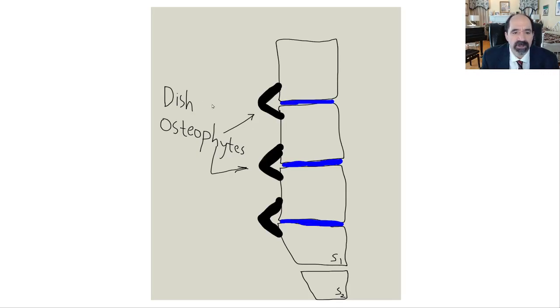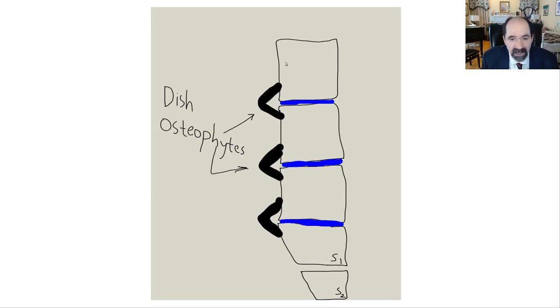And then the other term is DISH. DISH means Diffuse Idiopathic Skeletal Hyperostosis. You'll also see DISH in some books referred to as Forestier's disease, but we call it DISH all day long. Okay, so what happens is initially one level will fail, and then the osteophyte will form. Another level will fail, osteophyte will form. And this process will work its way all the way up to the top of the spine, all the way up to the skull base, okay?